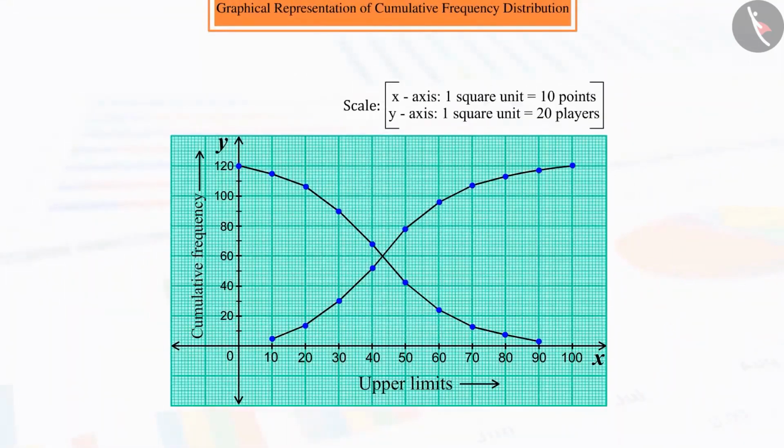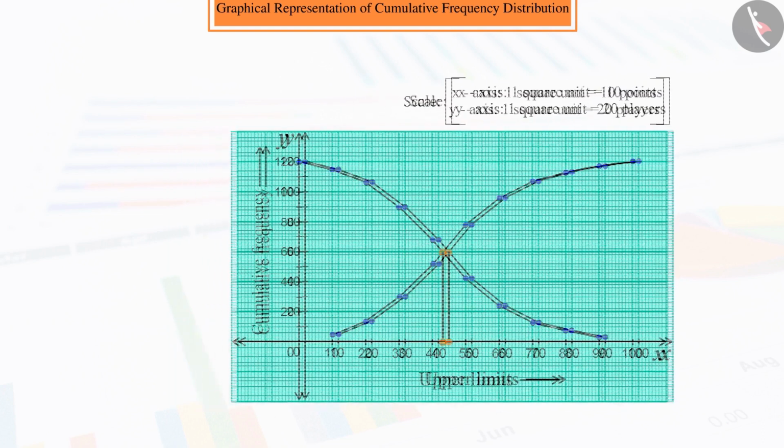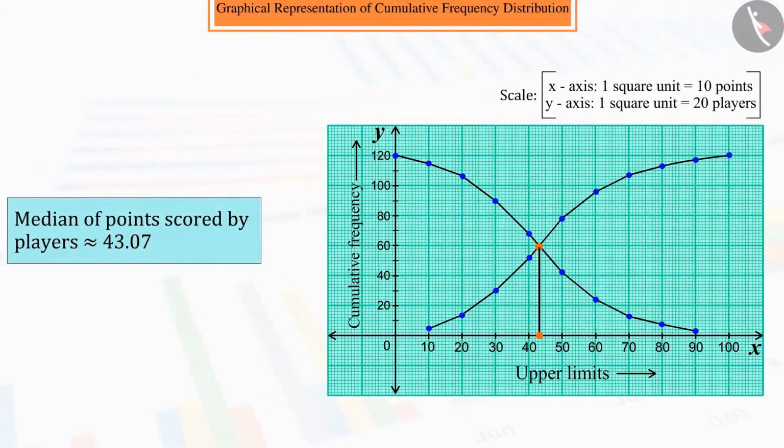If we draw both types of OGIVs on the same graph, then these two intersect each other at a point. From this point, let's draw a perpendicular on the x-axis. The point at which the perpendicular drawn intersects the x-axis is the median of the data. Therefore, we can say that the median of the numbers obtained by the players is 43.07.